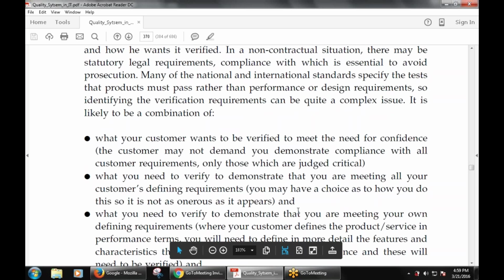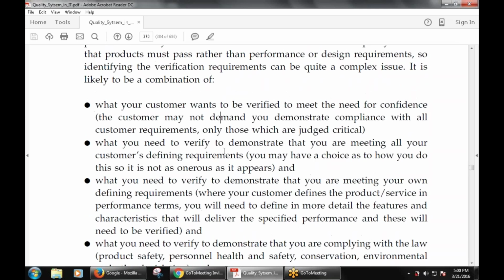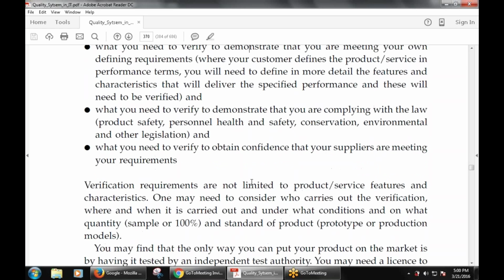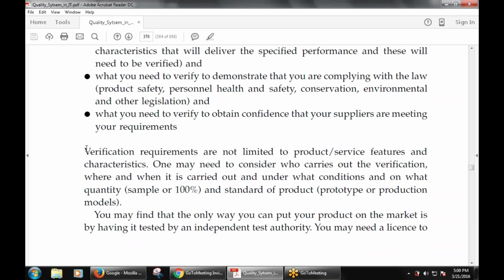Now, what are the various requirements? What are the various issues that are required? What your customer wants to be verified to meet the need for confidence, you demonstrate compliance. What do you need to verify to demonstrate that you are meeting all your customer's defined requirements? And what do you need to verify to demonstrate that you are meeting your own defined requirements? So how do you demonstrate this?